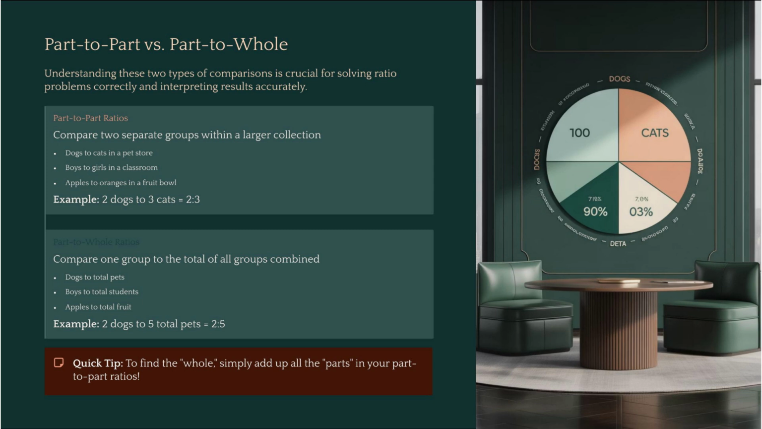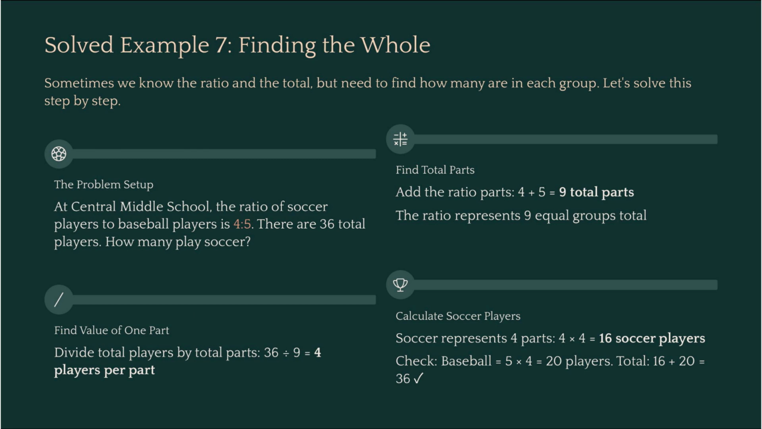To find the whole, you always just add the parts together. If you have a 2-to-3 ratio of fiction to non-fiction books, the whole is 5. So the part-to-whole ratio for fiction books is 2-to-5. Knowing the whole is key for solving more complex word problems. This example requires us to use the total number or the whole to solve the problem.